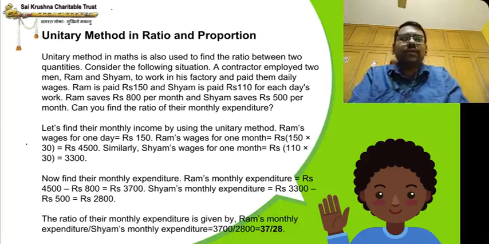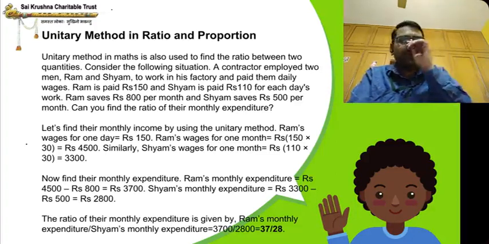Now, what do you have to do? Let's find the monthly income by using the unitary method. Ram's wage for one day is rupees 150. In 1 month, how many days are there? 30 days, right? So Ram's wages for a month is 150 into 30. Why 30? Because 30 is the number of days in the month, which will give rupees 4,500.